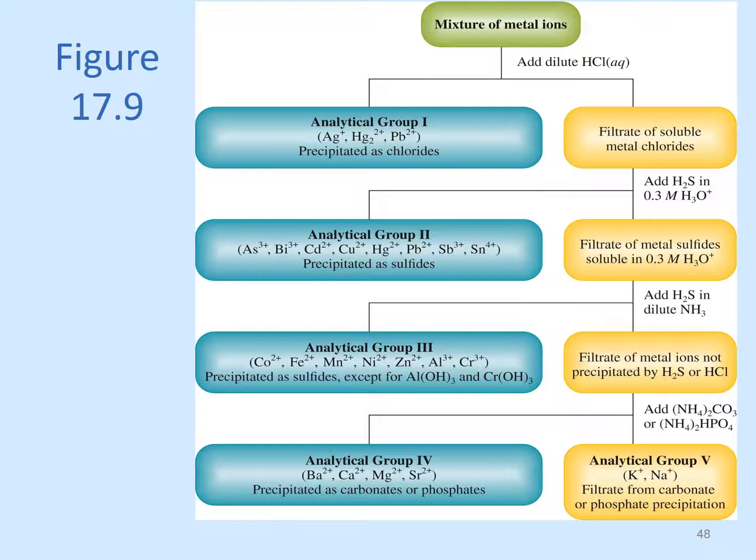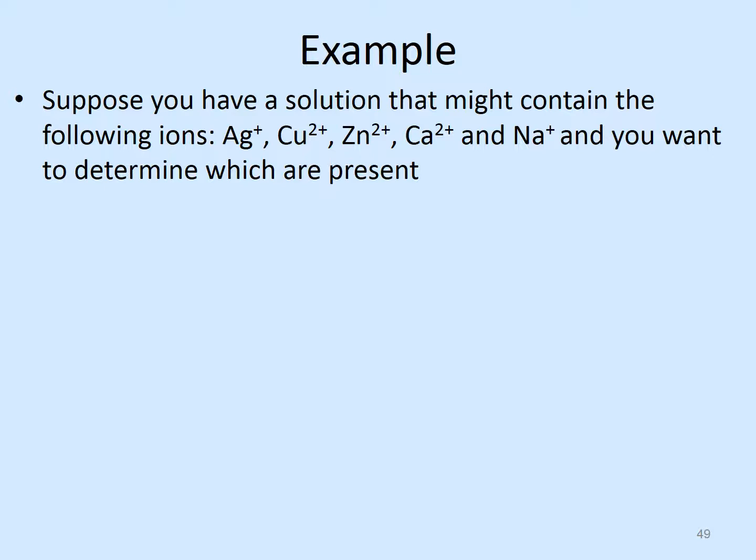So I think I have a little bit better, like hopefully we wouldn't have all these metals at once. In lab, you may have a possibility of 5 metals, and so there's different scenarios that you can go through. So let's suppose you have a solution that might contain silver, copper, zinc, calcium, and sodium, and you want to determine which are present. So what you would do is you would start by adding dilute HCl.